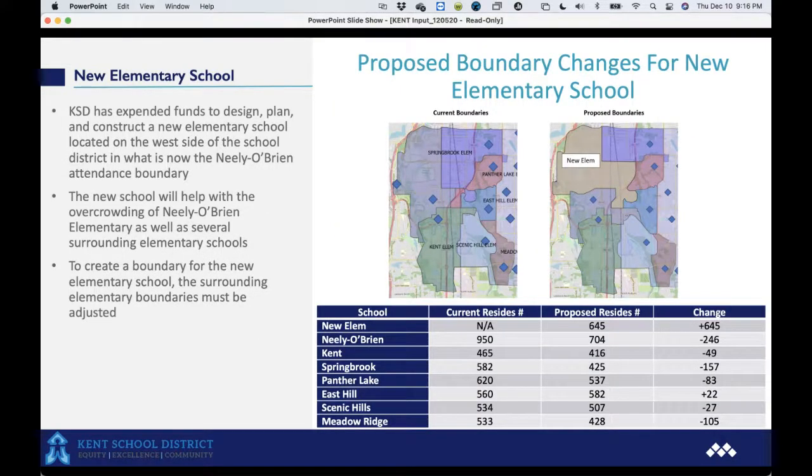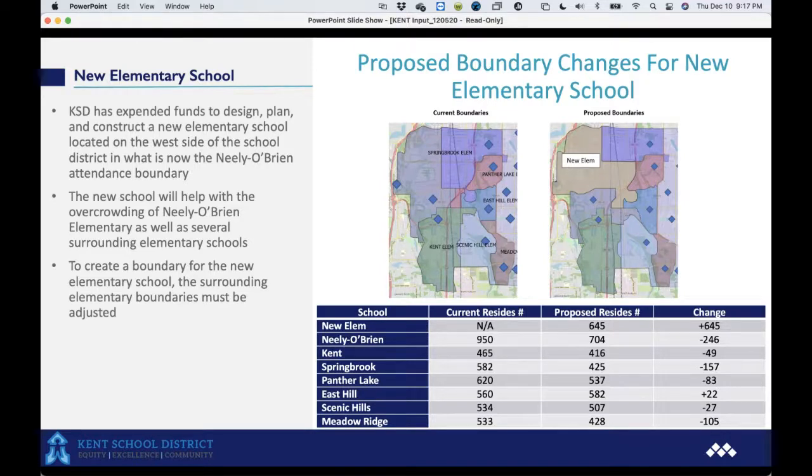Proposed boundary changes for the new elementary school. KSD has expended funds to design, plan, and construct a new elementary school located on the west side of the school district in what is now the Neely O'Brien attendance boundary. The new school will help with the overcrowding of Neely O'Brien Elementary, as well as several surrounding elementary schools. To create a boundary for the new elementary school, the surrounding elementary boundaries must be adjusted. And so if you look to the graphic on the right, it has 2 maps there. The one on the left is the current resides boundary, and the one on the right is the proposed resides boundary.